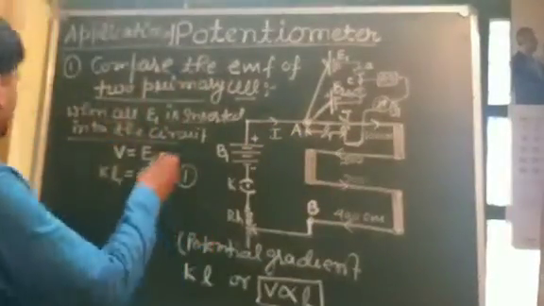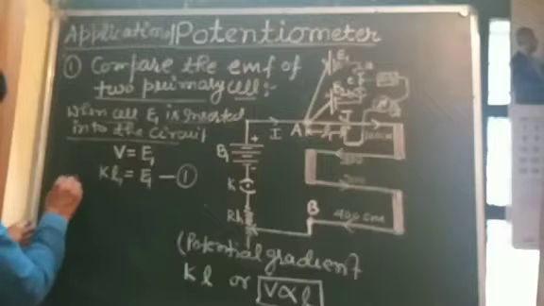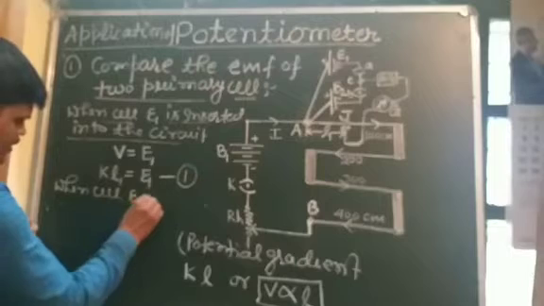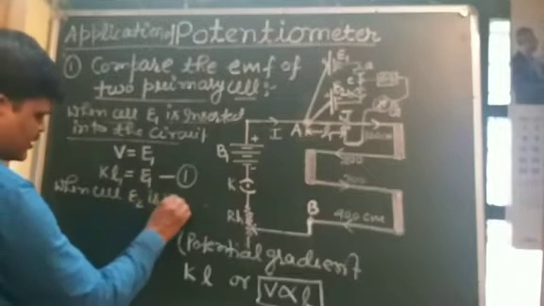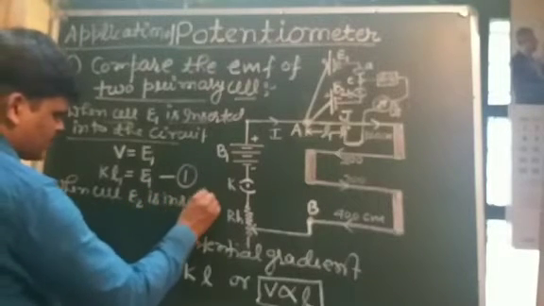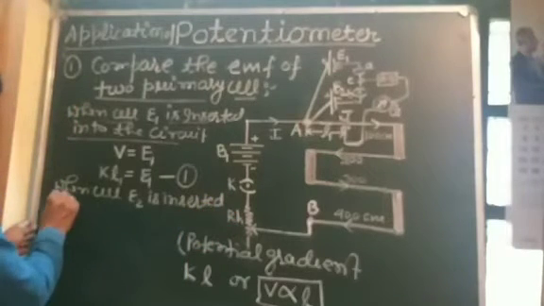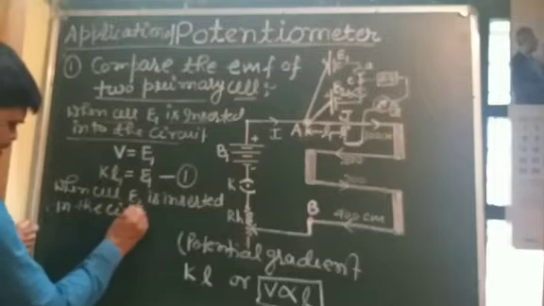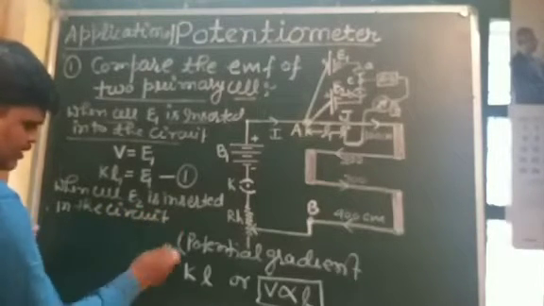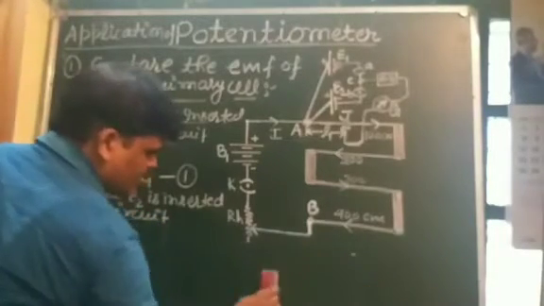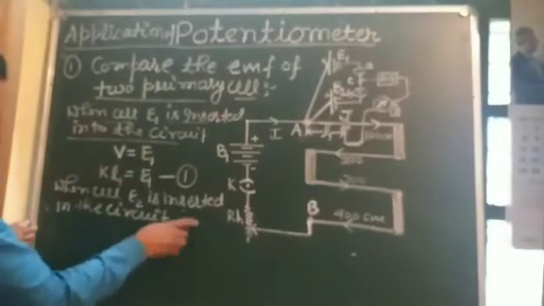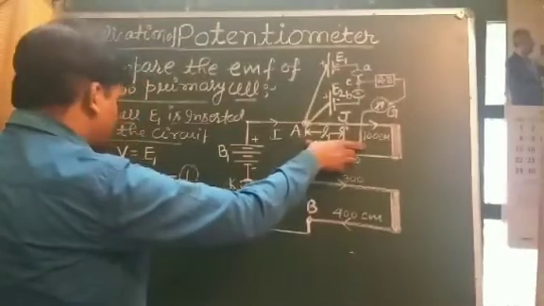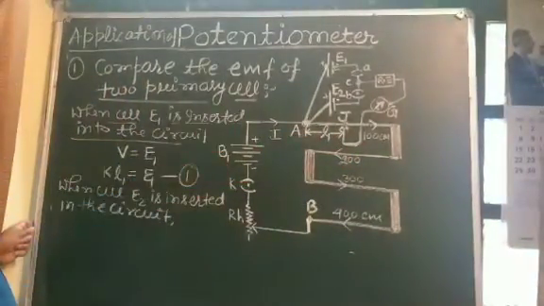So when cell E2 is inserted into the circuit, and suppose at L2 length of the wire a null point is obtained, there will be no deflection in the galvanometer.